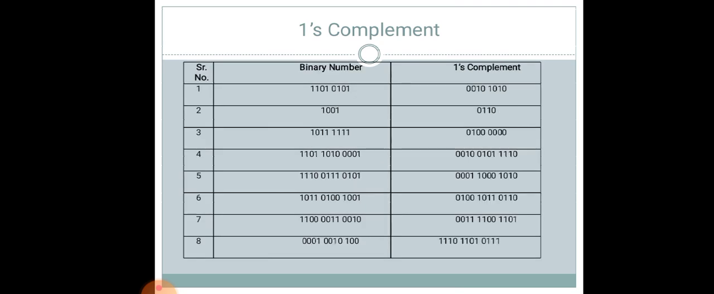Now here some binary numbers are given, and how to calculate the ones complement of these numbers is given in this chart. So the first number is 11010101. In that number we have replaced all the ones with 0 and zeros with 1. So some numbers are given for your reference. Please go through them.